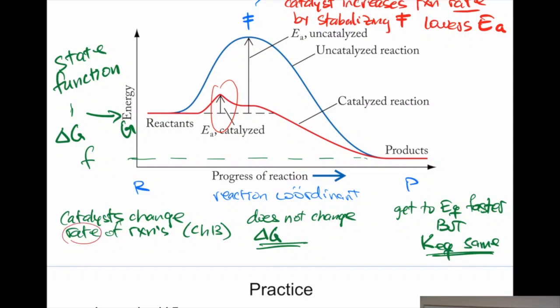But remember that rate is how fast you get there. Equilibrium describes what it looks like when you're there. Are we clear on that? Don't get fooled. Here, let's even put this equation up here for you. Delta G naught is equal to minus RT times the natural log of KEQ. We do get to equilibrium faster.